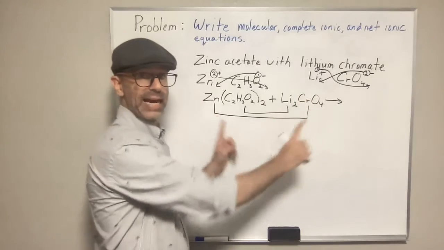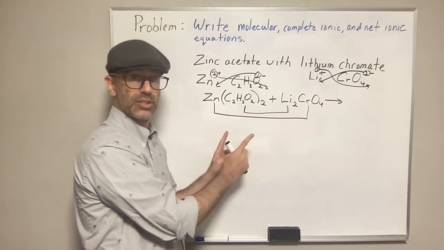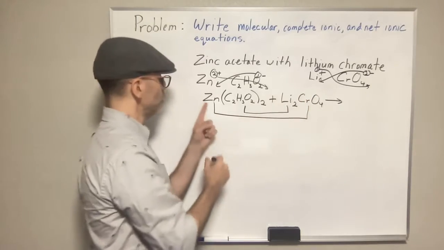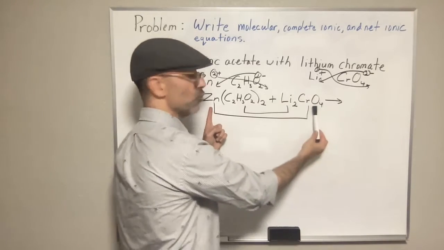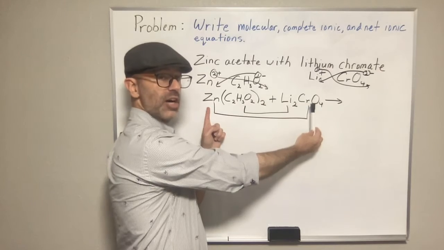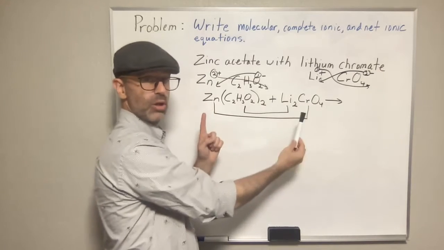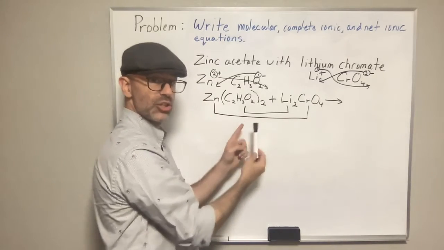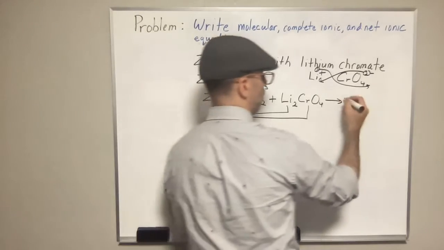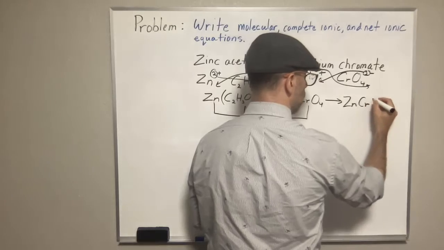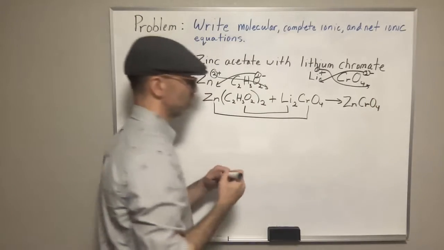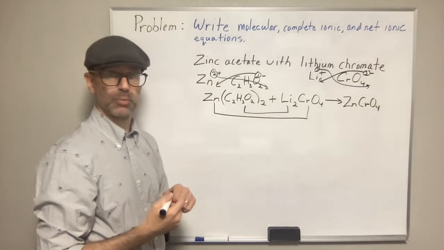So whenever you put the ions together, you got to make sure you balance the charge for your formula. So here I have zinc, which is a 2 plus charge, and I have chromate, which is a 2 minus charge. So 2 and 2 is equal, so I only need 1 each for the formula. So that's going to be ZnCrO4. So that's my first possible product.